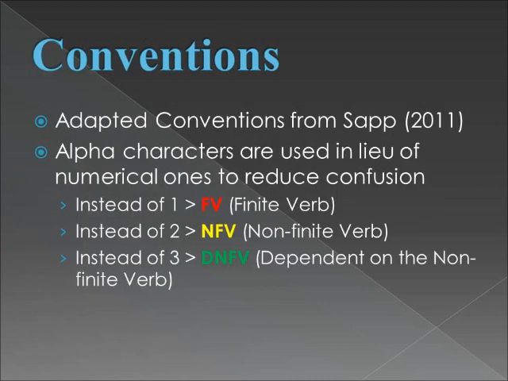So just want to get into a little bit of conventions here. I just adapted the conventions from Sapp 2011. He was using numbers, and I prefer to use alpha characters. I find them much easier to remember and less confusing. So instead of using a number 1, I'm going to be using the abbreviation FV, which stands for a finite verb. I'm going to be using NFV, which stands for a non-finite verb, and then I'm going to be using DNFV, which is just a dependent on the non-finite verb. So Sapp was using numbers, and I just found them to be a little bit confusing after a while. Sometimes I forgot what the number actually stood for.